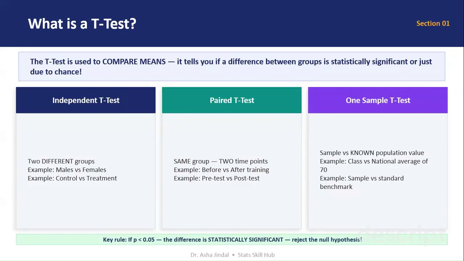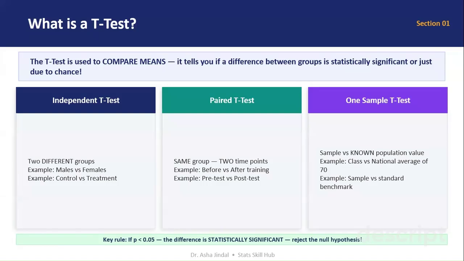Let's begin. The t-test is used to compare means. It answers the question, is there a statistically significant difference between two means? For example, are the exam scores of group A significantly different from group B? Is there a significant difference in blood pressure before and after treatment? Is the average age of our sample significantly different from the national average of 70?